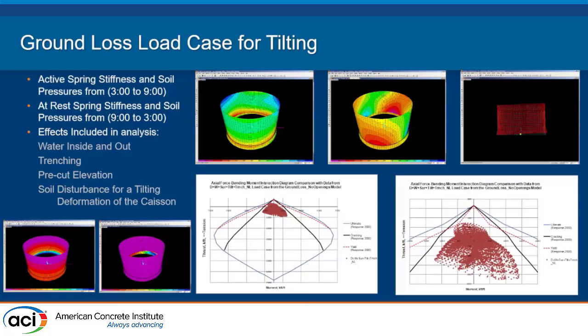We also did a tilting case. Same thing, just different places of active. So we weren't trying to model exactly what happened. We were trying to say, what if this happened, bounding the solution.